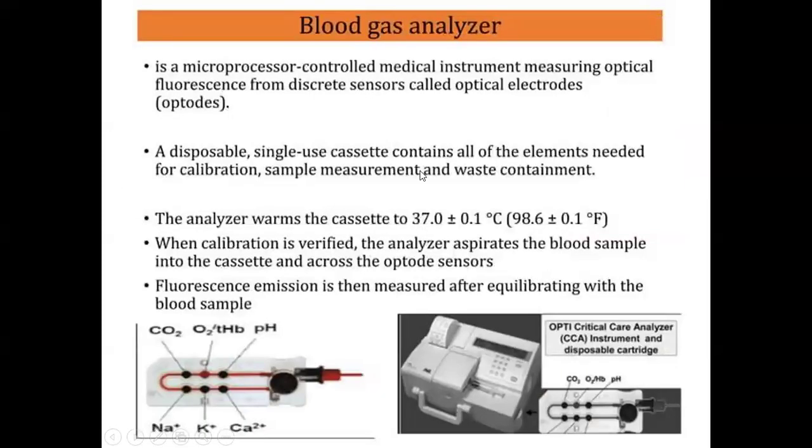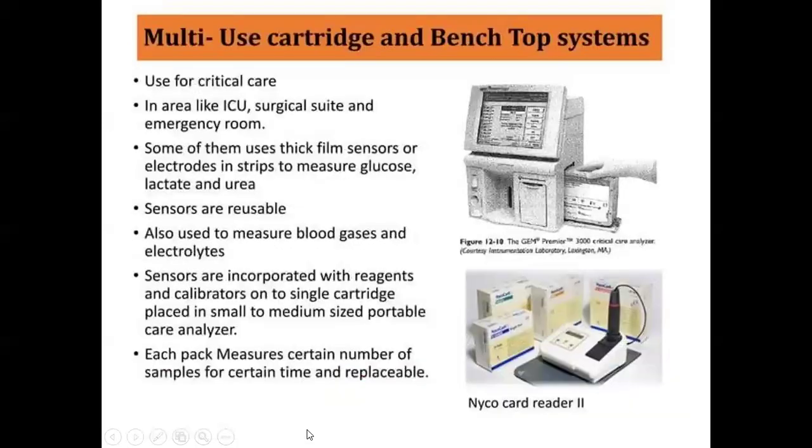And there are some blood gas analyzers, that is, carbon dioxide level and oxygen level analyzers. So this is a machine. You take some blood, put it into the machine, and immediately you will get to know what carbon dioxide limit and oxygen limit are present, and other ions also can be measured with this blood gas analyzer. This is a multi-use cartridge and benchtop system where a lot of parameters are checked at a particular time.